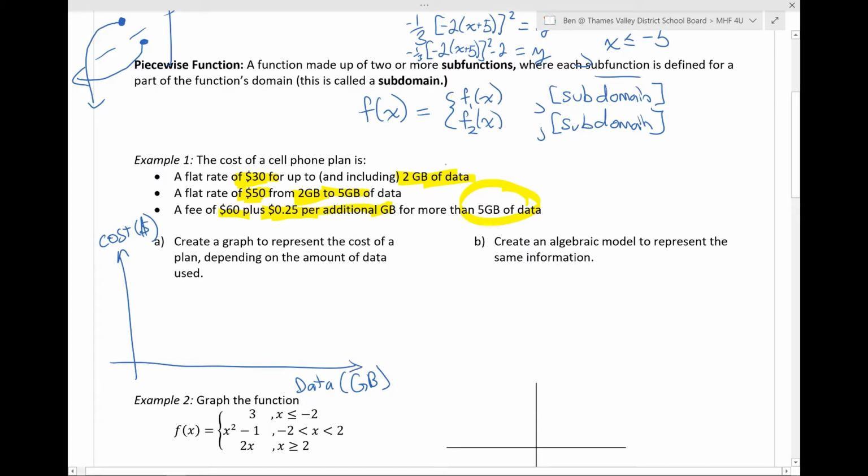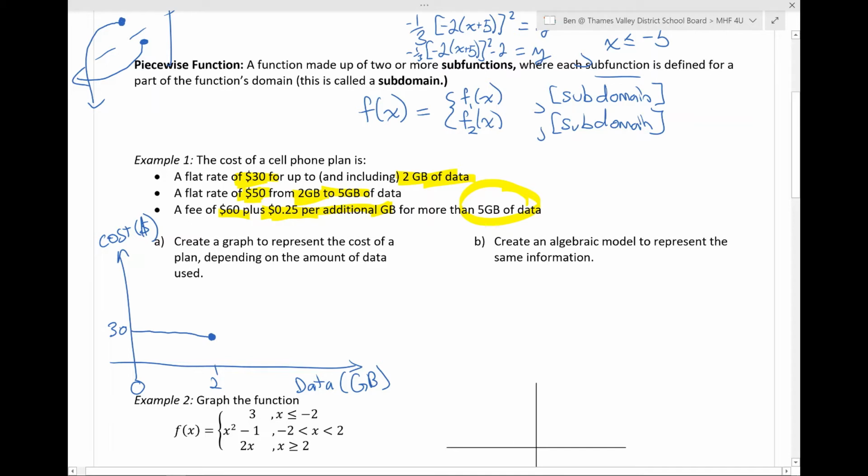So for up to and including 2 gigabytes of data, so we'll say 2 gigabytes of data, then it costs $30. No matter what, if you use 0 gigabytes of data, it costs $30 for the cell phone plan. If you use up to 2 gigabytes of data, it costs still $30 for the cell phone plan. So our cost would be something like this, and since it says up to and including, then we would have a closed circle there, and we'll say this is $30.